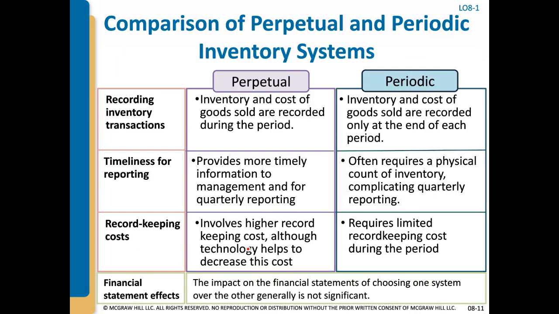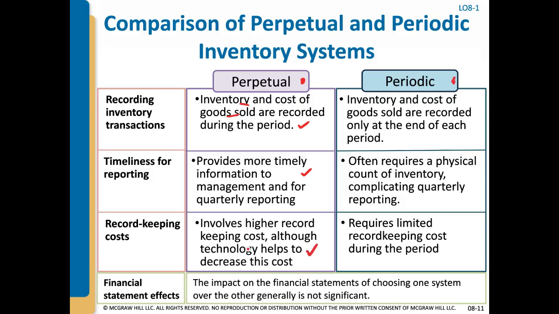So just a quick recap for the difference between the perpetual and periodic. The perpetual, which is more commonly used, updates the inventory and cost of goods sold at all times. Every time a transaction occurs, it's updated, which therefore gives us more timely information for management and reporting. Although this does involve some higher record keeping costs, the technology that we have today actually helps minimize this cost.